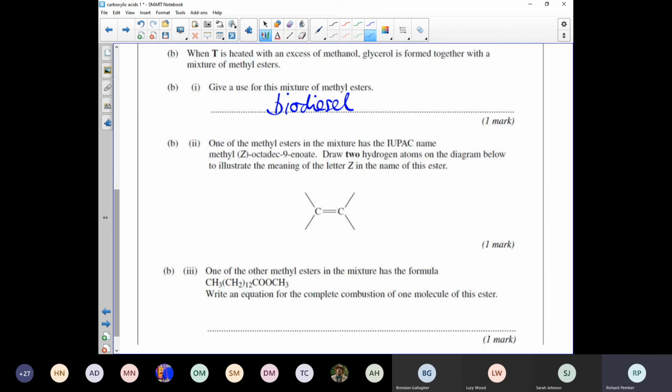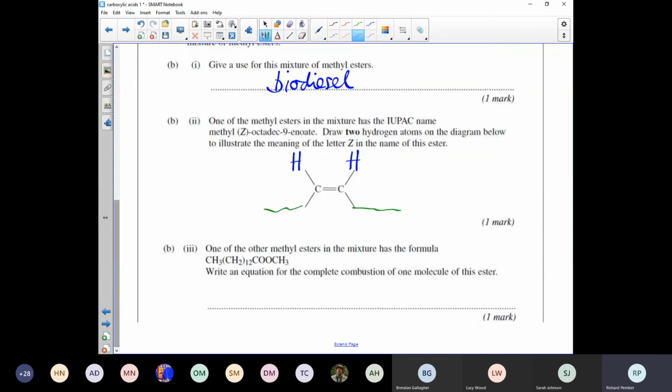Now this looks like it's going to be awful, but basically all it's wanting is for us to draw 2 hydrogen atoms on there to show what the Z would mean in terms of its name. So they're going to be on the same side. No German accents, please. So our hydrogens are like so, and then our carbon chains are going to be going. So the carbon chains are going to take priority. So that will be the Z isomer. So a nice easy mark there.